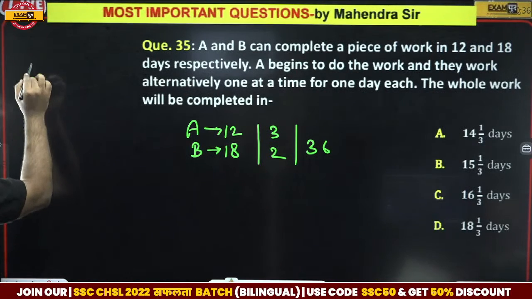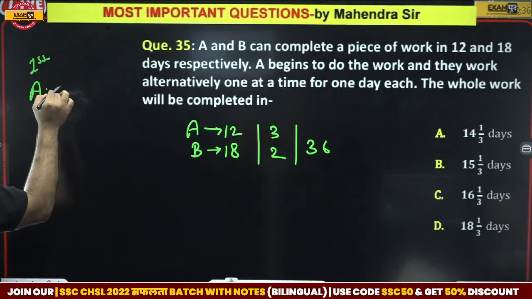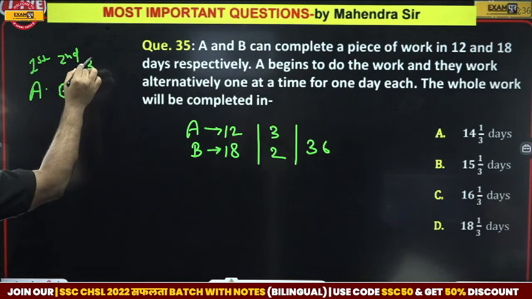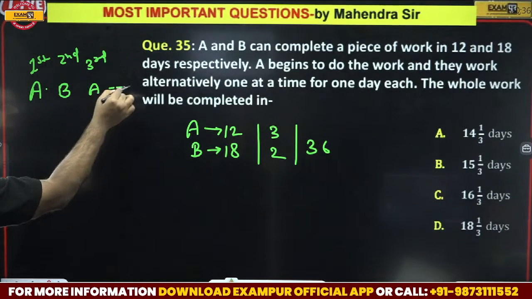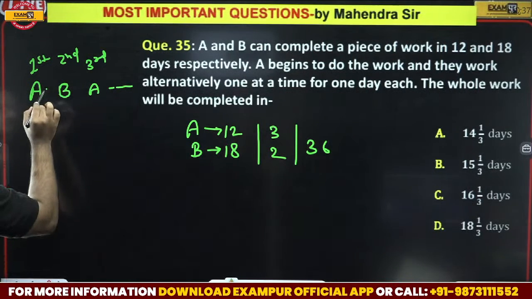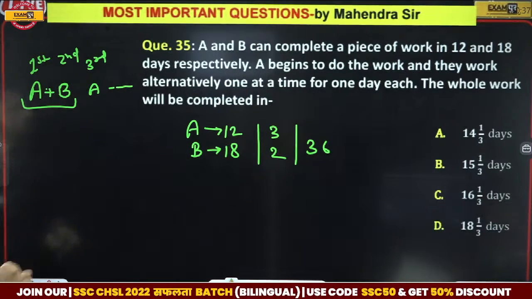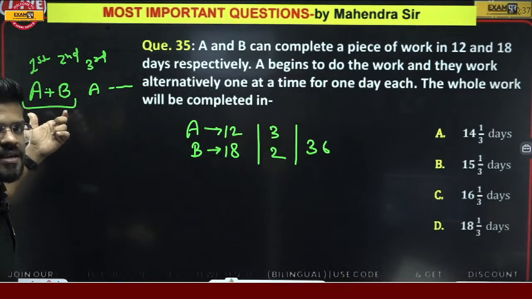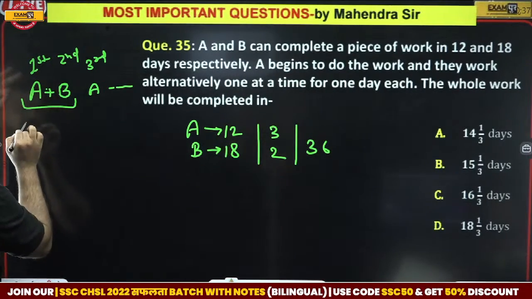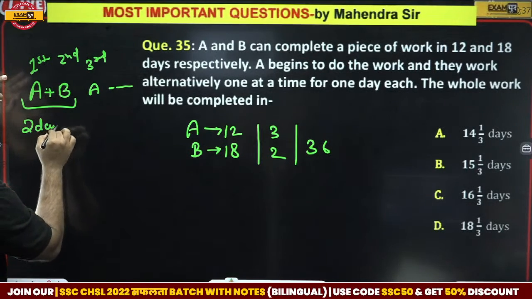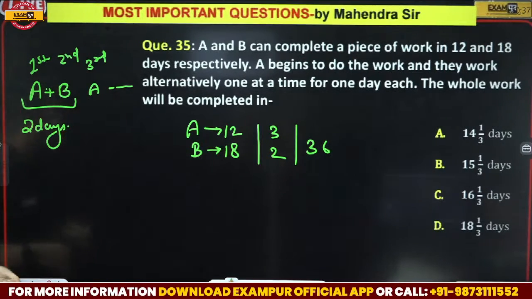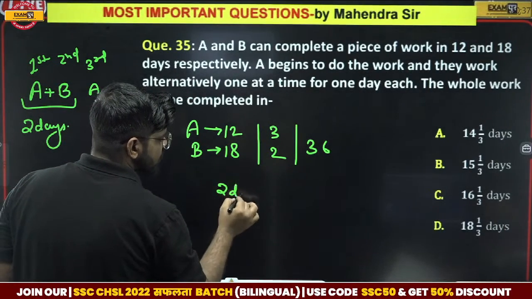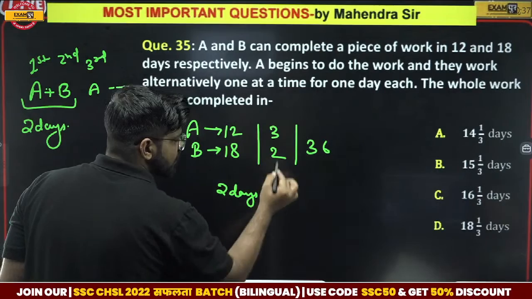A is working on the first day, B on the second day, and again on the third day A is working, and so on. If we take the whole efficiency of A plus B as a group, this is the work for 2 days. So the 2-day work is nothing but 5.